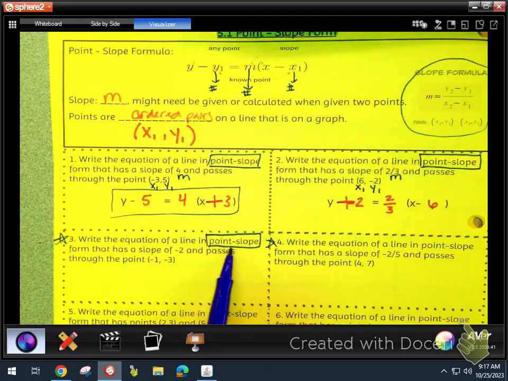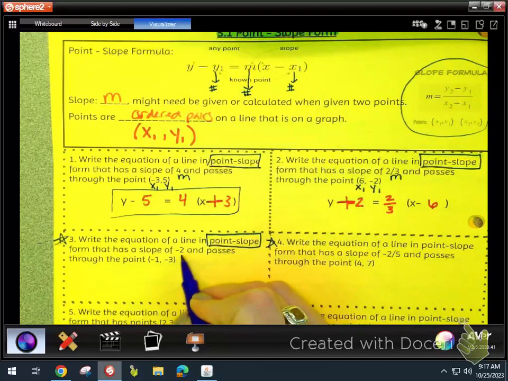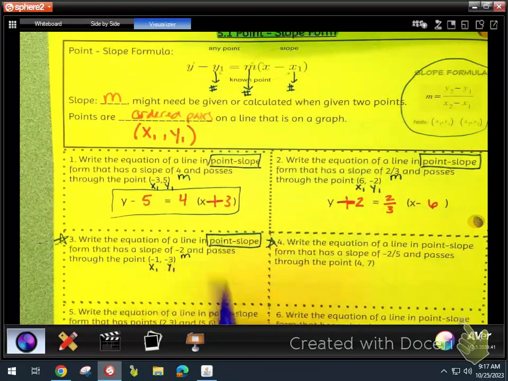So write an equation in point slope form that has a slope of -2. Slope is our what letter? M. Passes through the point -1, -3. What's our x1? -1. And what's our y1? -3. Please put the labels on there. Okay? This time I have to do the whole thing all by myself.